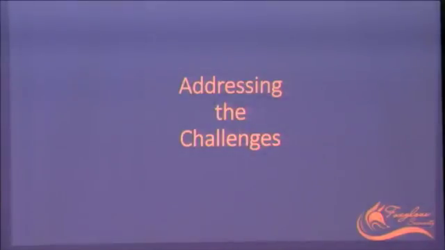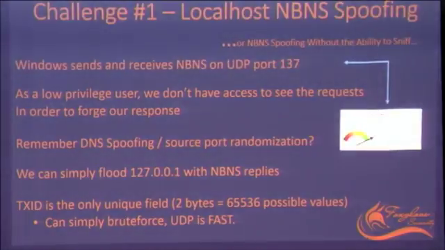In the next section, I'm going to go over how we got past those four challenges, because that was the actual meat of this project. So, localhost NBNS spoofing. How the heck do you do that when you don't already have local admin? Windows sends and receives NBNS on UDP port 137. As a low privilege user, you can't sniff. You don't have access to that. You can't sniff the network. So what are you going to do?